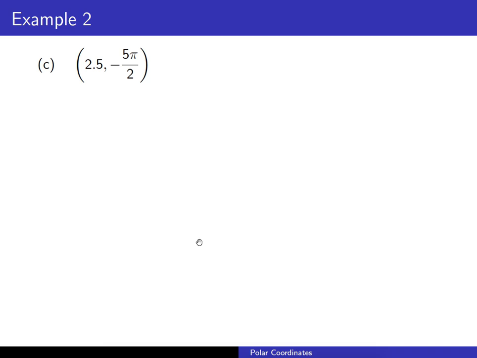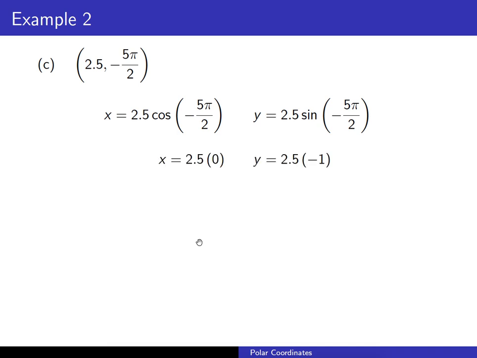Part C, 2.5 and negative 5 pi over 2. X is 2.5 times the cosine of negative 5 pi over 2. Y is 2.5 times the sine of negative 5 pi over 2. It's going to give us x is 2.5 times 0, y is 2.5 times negative 1, so x is 0 and y is negative 2.5. So our rectangular equivalent of that point is 0, negative 2.5.